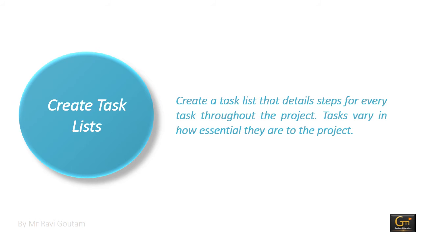So the first one is create a task list. Create a task list that details steps for every task throughout the project. Then prioritize this list to effectively assign team members and resources. Tasks vary in how essential they are to the project. As you prioritize tasks, it's likely you will find some tasks that can be sacrificed completely to increase efficiency.